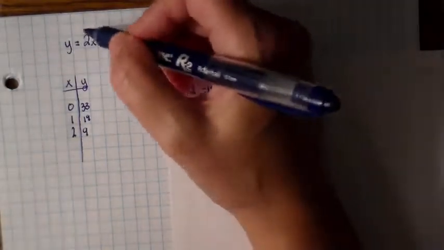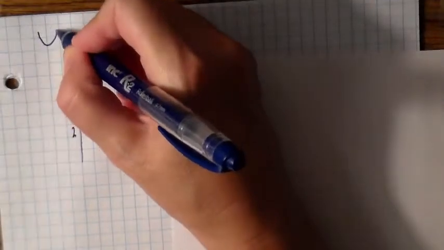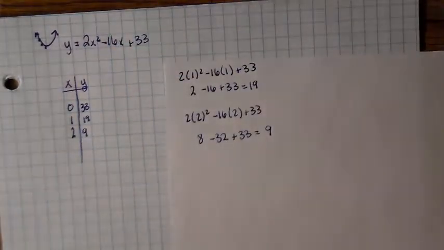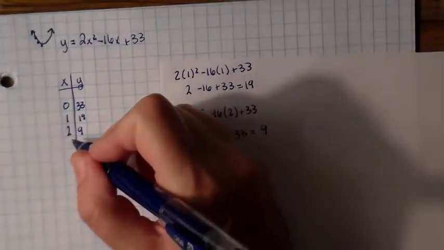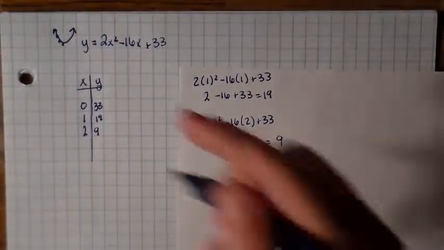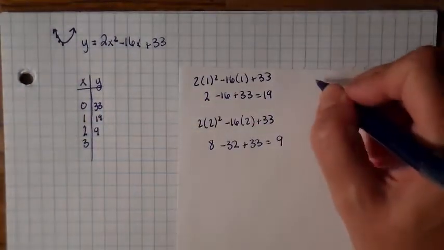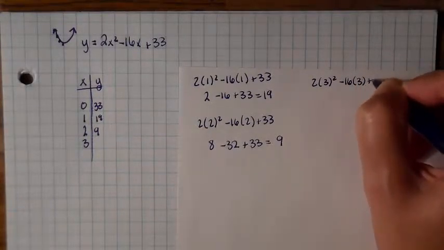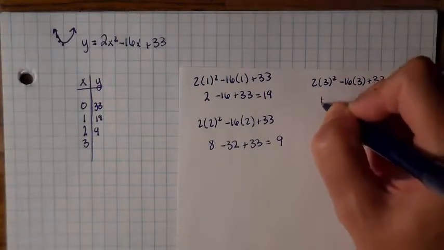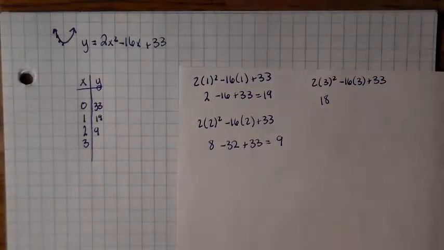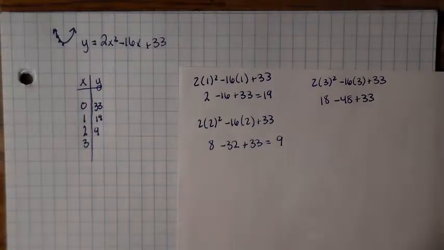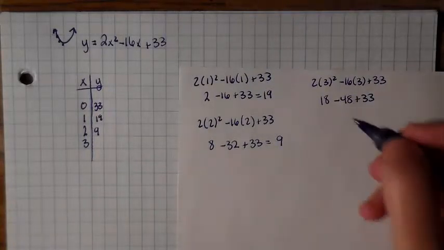I should point out, this is positive, so my parabola needs to go like this. And right now I've got points going down. So I haven't hit my curve yet, so I need to keep going in the positive direction. So I'll plug in a 3, and I have 2 times 3 squared minus 16 times 3 plus 33. That's 2 times 9, which is 18. 16 times 3 is 48. So I have 18 minus 48 plus 33, which gives me a 3.